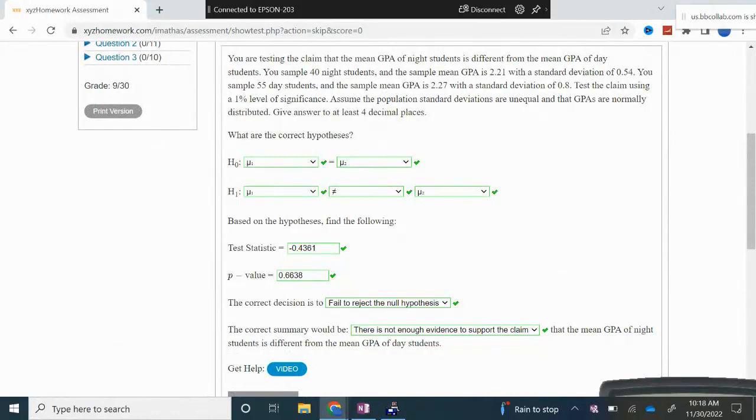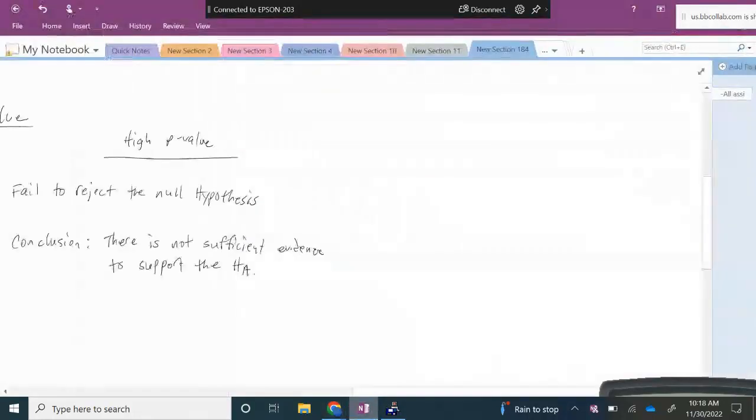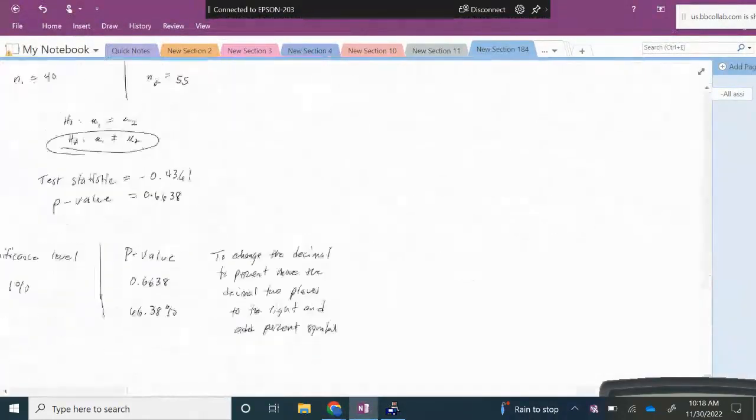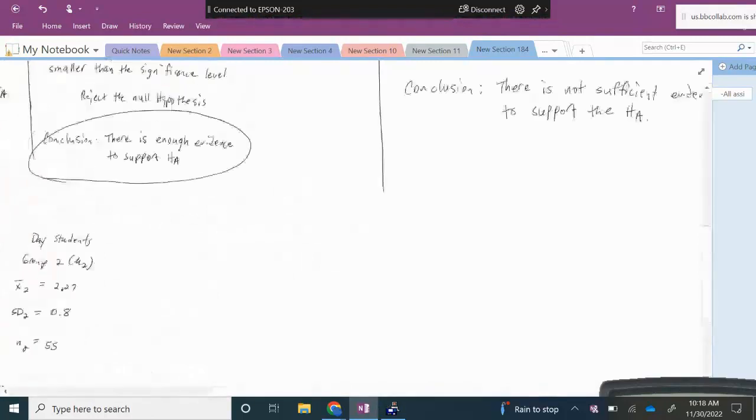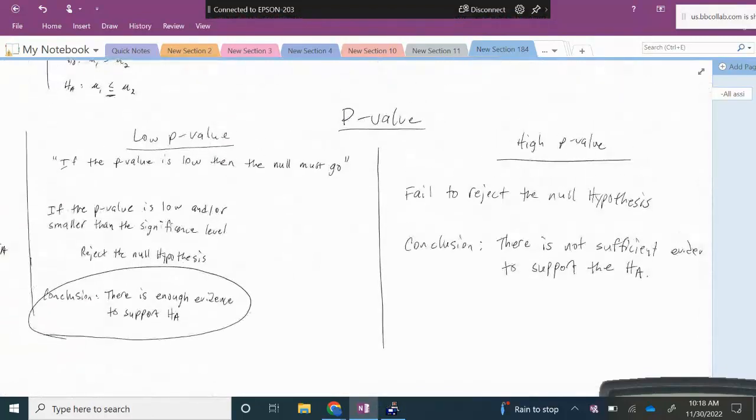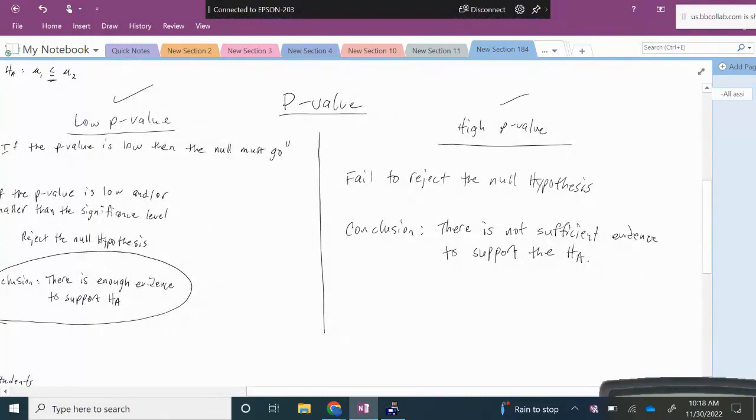Okay. So once you put everything into your calculator, you will get a test statistic and a p-value. Right, I would then convert the p-value to a percent. Compare which is bigger. So if your p-value is lower, your conclusion would be over here on the left-hand side. But in this case, we had a high p-value, so we failed to reject the null hypothesis, and we stated our conclusion.